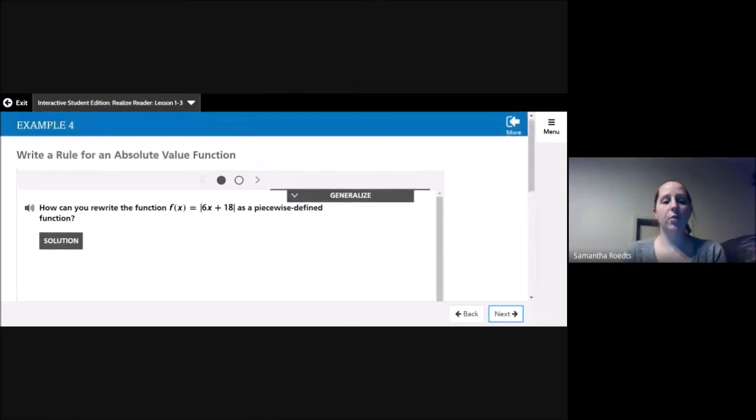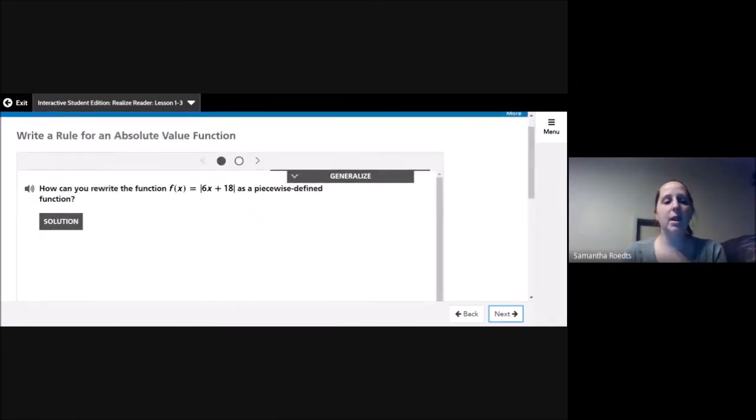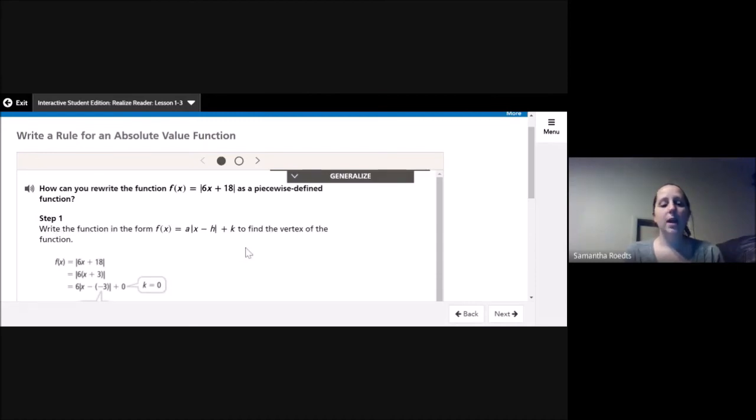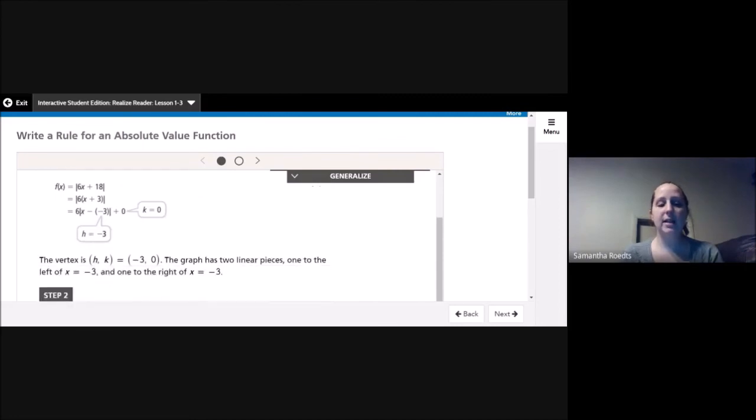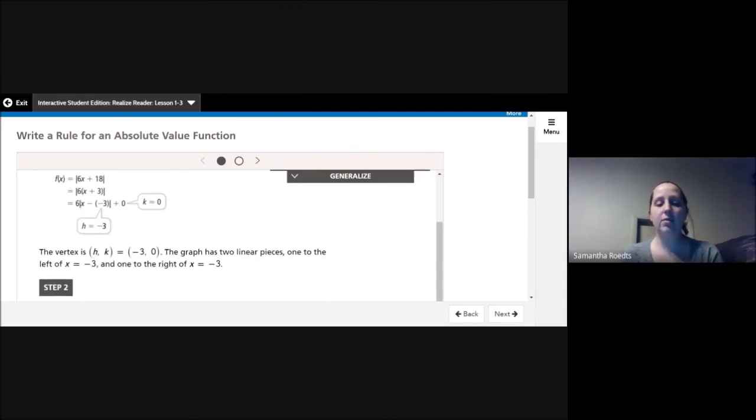All right, I want to write a rule for an absolute value function. For example 4, how can you rewrite the function f of x equals the absolute value of 6x plus 18 as a piecewise defined function? The first thing I want to do is write the function in the form f of x equals a times the absolute value of x minus h plus k to find the vertex of the function. So f of x equals the absolute value of 6x plus 18. I can factor out a 6 from that, so I get x plus 3. So 6 goes outside: 6 times the absolute value of x minus -3 plus 0. So the vertex is h, k equals -3, 0.